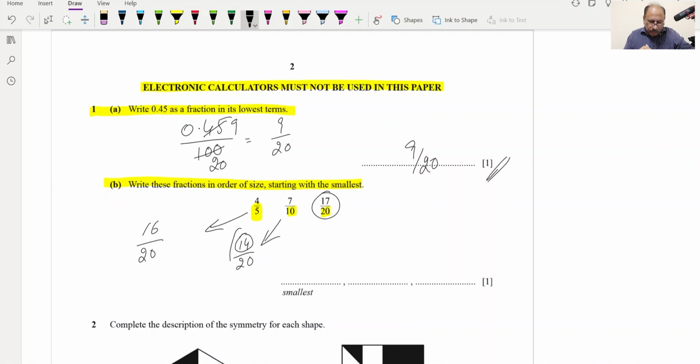So keep in mind this will not be our answer. Our answer will be this fraction 7 by 10. So we'll write here 7 by 10, and the next fraction will be this one 4 over 5. So we'll write 4 over 5, and the largest one is 17 over 20. This is also 1 mark part.